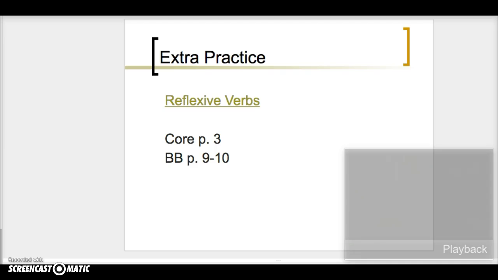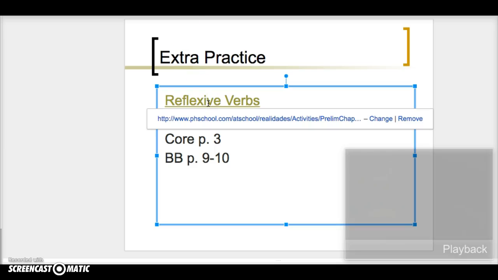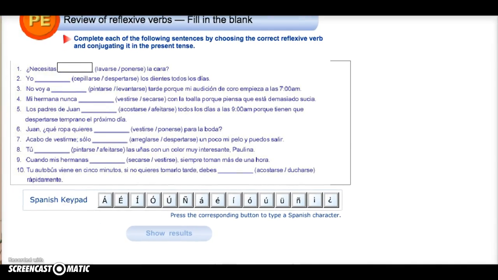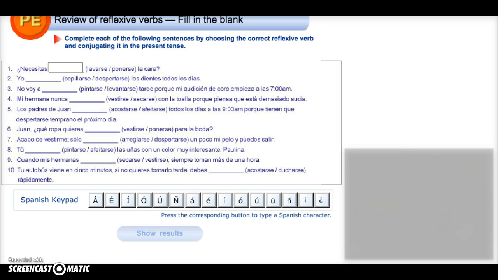Our last slide here is for you to do some practice. Let's take a look. First, why don't you go on to core page 3, or you can do this after, and also big book pages 9 and 10. Both of these sets will deal with reflexive verbs. And if we go to the link that I have right here, the PH School link, I'm just going to click on over, and I will move the screen on over. All right, so again, this is something you can find in the textbook where the phschool.com website is, and you type in the web code.